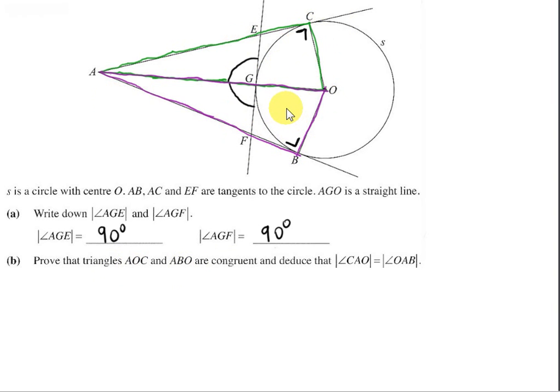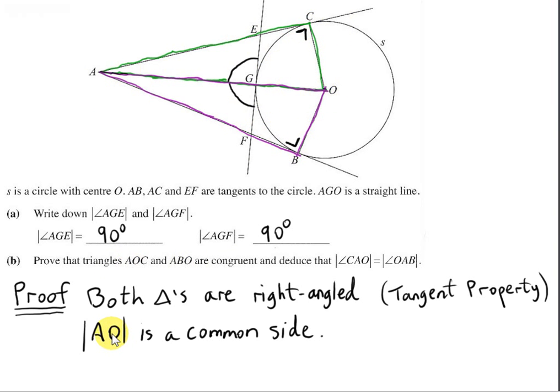Now what else is the same about these two triangles? Well, they have a side in common. This side AO is the same in both triangles. So we have an angle that's the same and we have a side that's the same. Okay, so AO is a common side. You can just state the tangent property for the reason that both of these triangles are right angled.